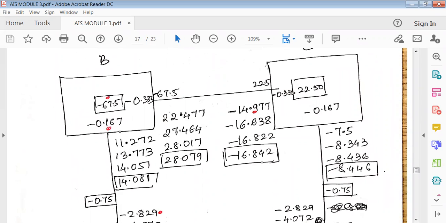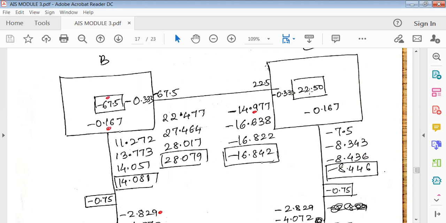Next thing is minus 67.5, into this. We'll start with the first cycle. So it always starts with B, C, then comes to D and B. So it is minus 67.5. Far end there is nothing here, because it's the first step, into minus 0.333. This is the answer. Again same thing, minus 67.5 into minus 0.167, 11.272. Okay, this is the first step. Now we'll go to the next step.